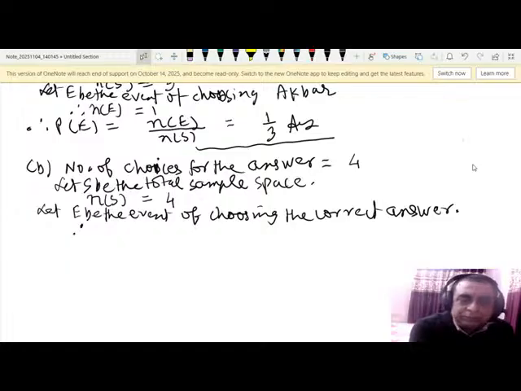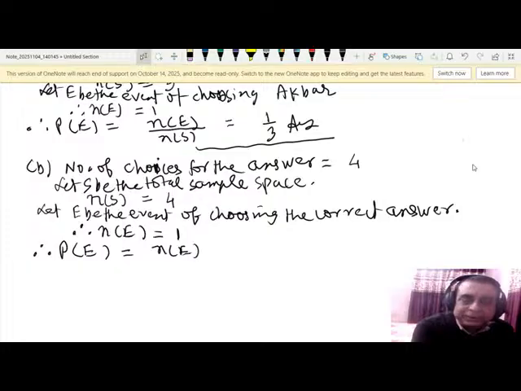How many ways can a correct answer be chosen? Out of the four given choices, there is only one correct answer, so the number of ways of choosing a correct answer is one. So the probability of making a correct answer is n(E) divided by n(S), that is, the number of choices favorable to the event, giving the correct answer, divided by all possible ways of choosing one answer. It is 1 upon 4.